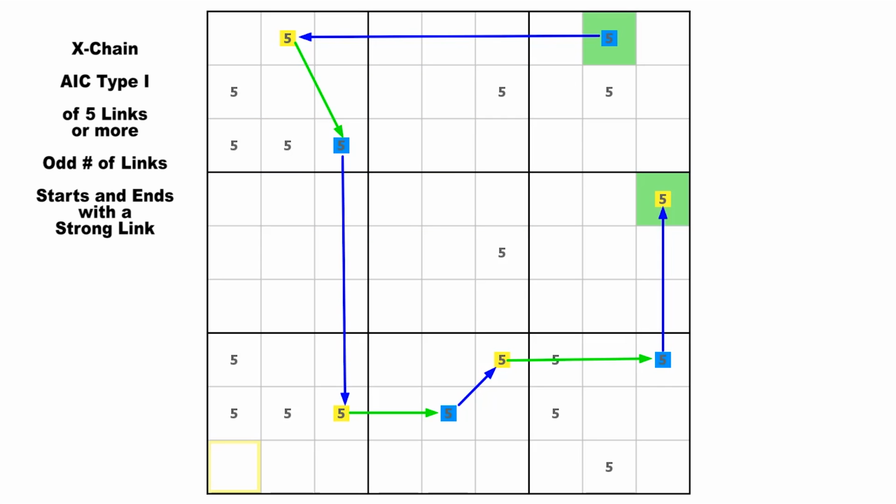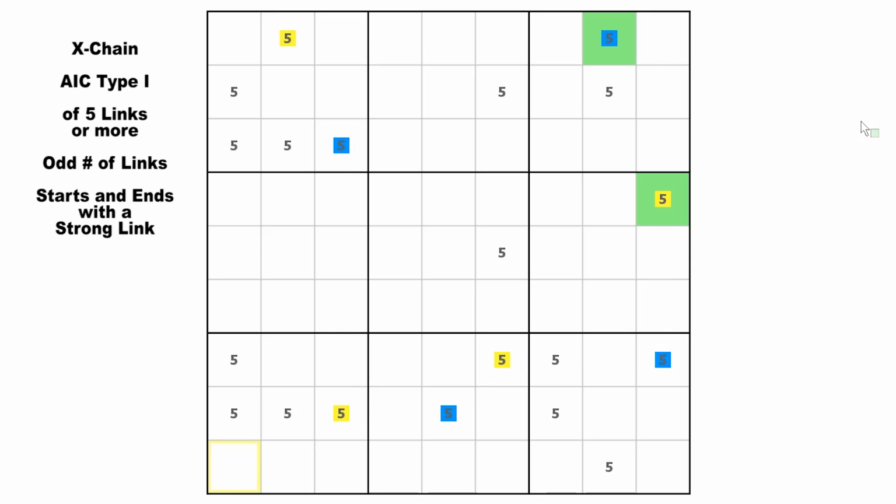All right, here again, our 2 endpoints lie in the same chute, and so there are 6 cells that can see both of them. And they are here, here, here, here, here, and here. Those 6 cells can see both endpoints of the chain. But there cannot be a candidate 5 in any one of these cells because it would spoil the strong link that's in column 9.